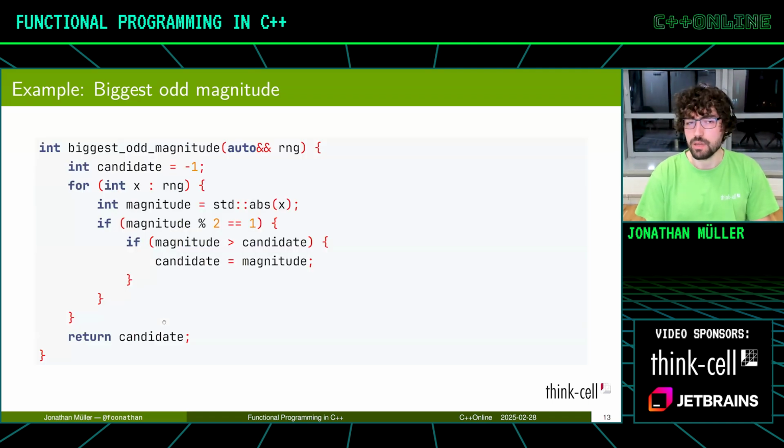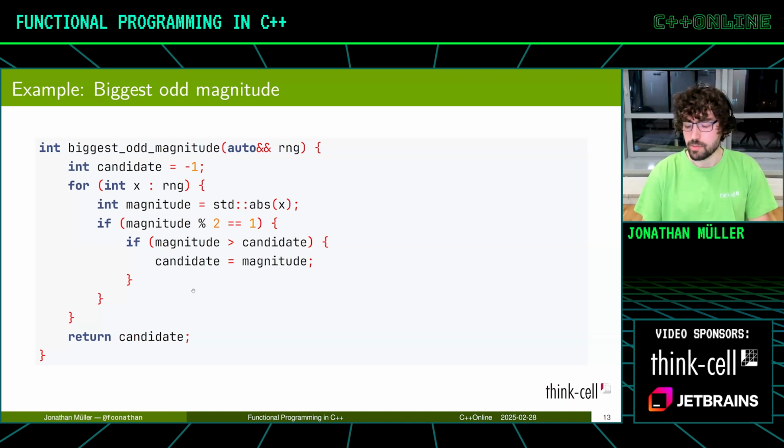And it's straightforward to write using imperative programming, right? So this is our function. It takes an arbitrary range using a forwarding reference, because for technical reasons, this is how you have to pass ranges in C++ nowadays. And then we simply loop over all of them, compute the magnitude using the absolute value function, check if it's odd, and if so, then we update our candidate, which is initially -1. That ensures that the first time we go around, we update it, and then in the end, we return the candidate, right? This is an imperative program. We specify a sequence of instructions on how to solve it.